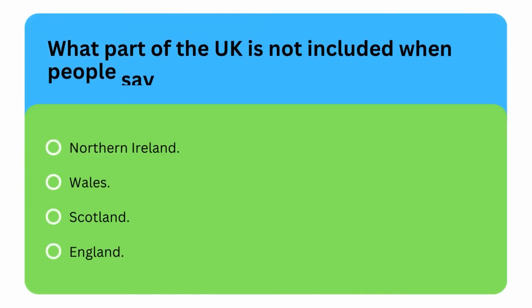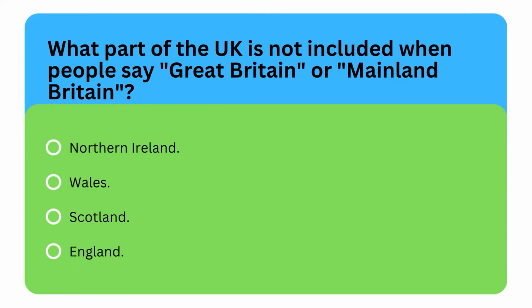Next question is, which part of the UK is not included when people say Great Britain or mainland Britain? Options are Northern Ireland, Wales, Scotland, or England. So the correct option is first option, Northern Ireland is not included.